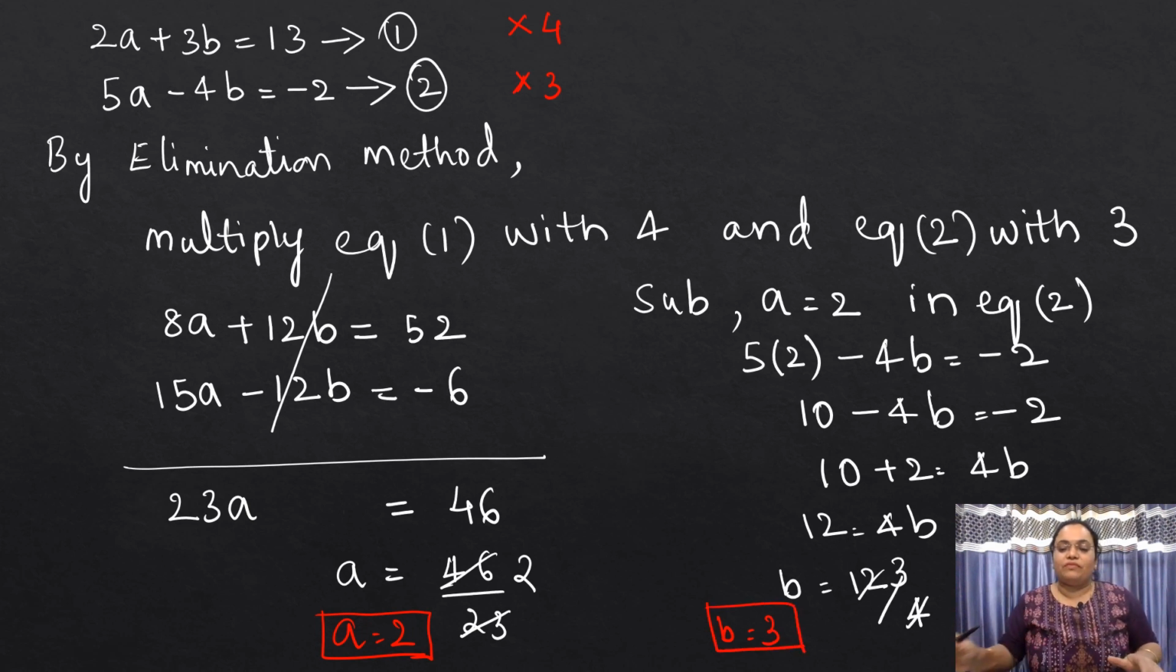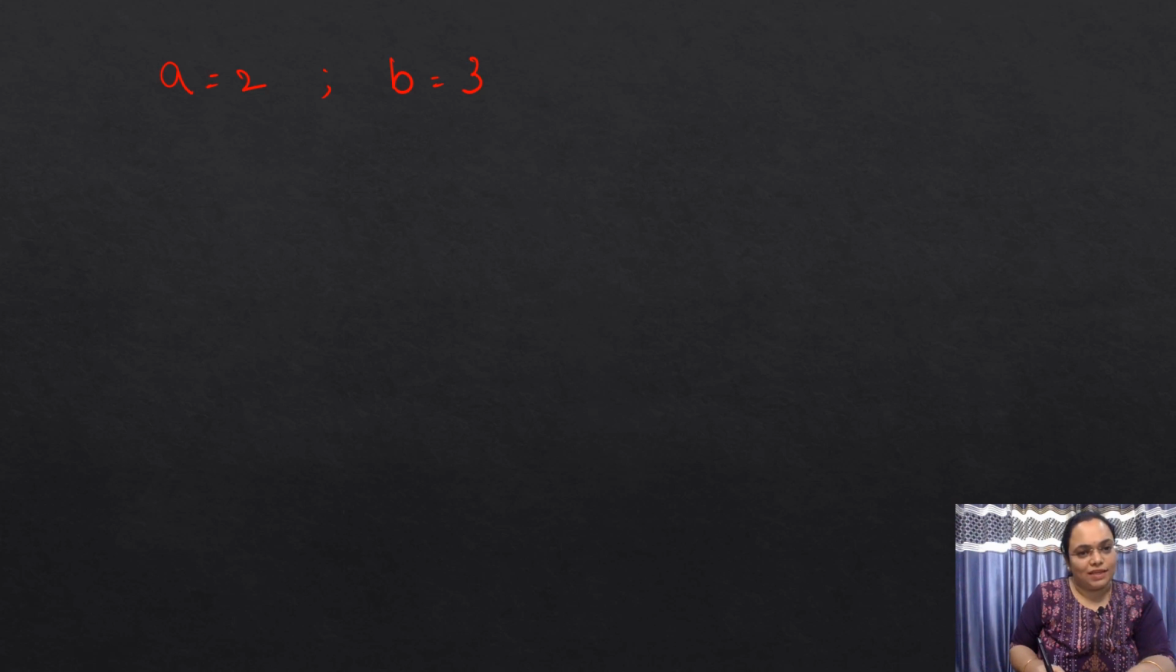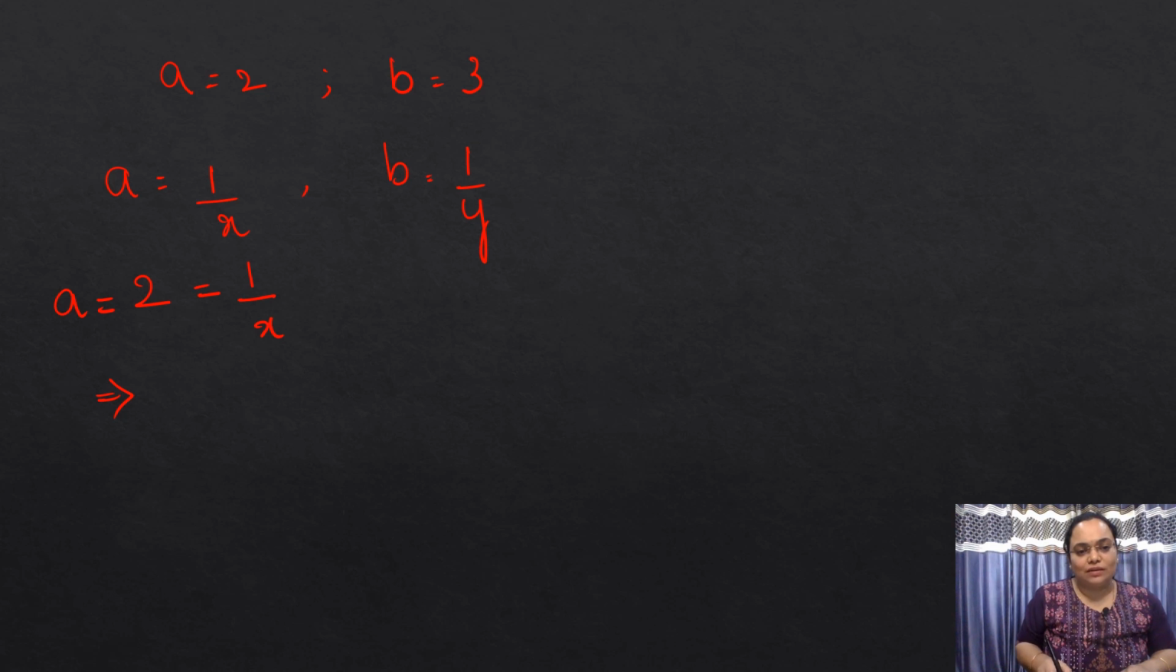Okay. We have got a is equals to 2 and b is equals to 3. But we have assumed a to be 1 by x and b to be 1 by y. Right. So, what is a? A is 2. Right. 2 is equals to 1 by x. See, if you cross multiply, this will be 2x is equals to 1. x is equals to 1 by 2.